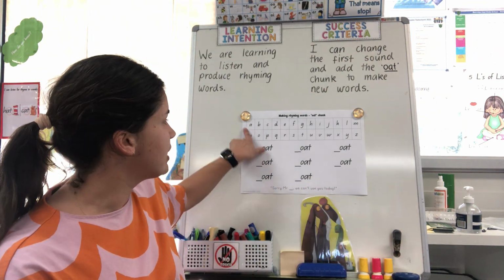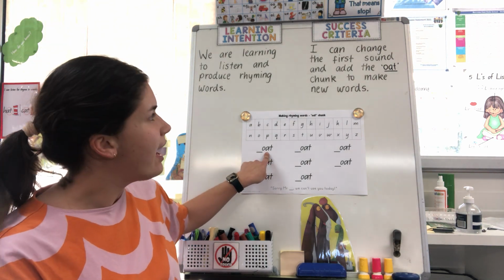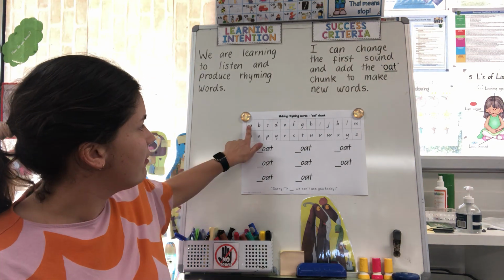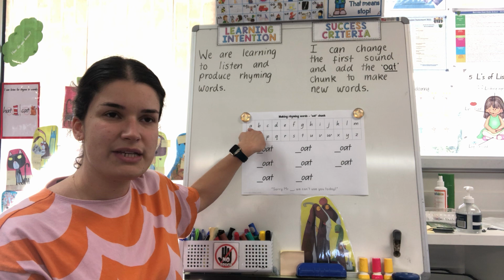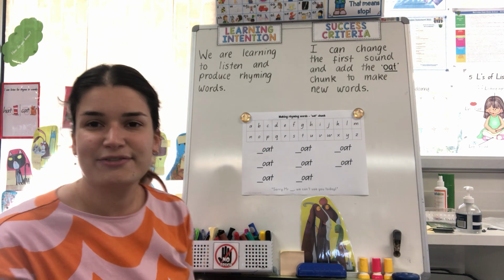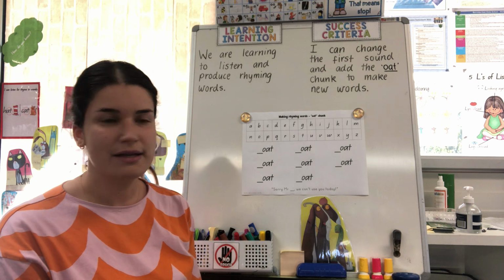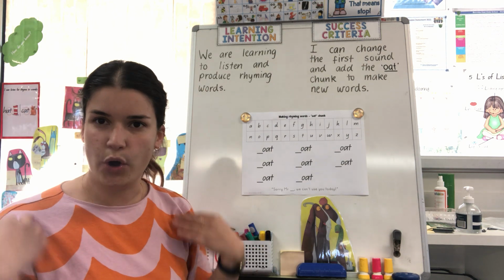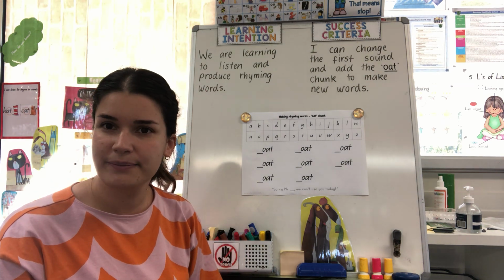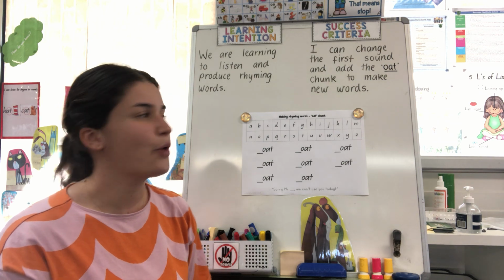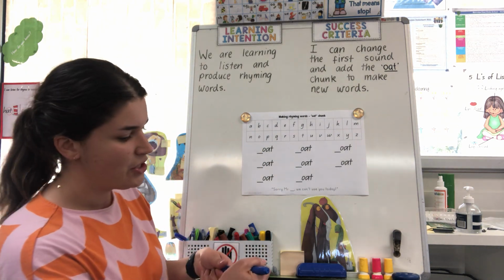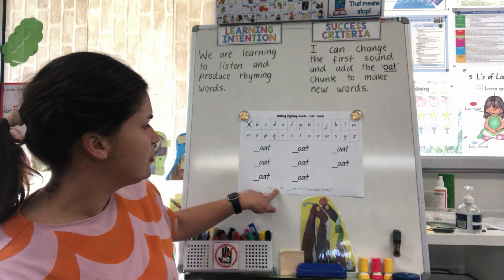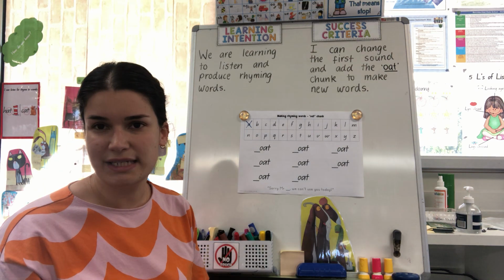Let's have a look at our worksheet. We have the oat chunk here, and we are going to change the first sound to make some words. The first letter of our alphabet is A. What sound does A make? That's right, A makes an A sound. Let's put it in front of oat. A-oat. Is A-oat a word? A-oat isn't a real word, so we can't put it on our rhyming words. So we're going to put a cross through the A, and we're going to say, sorry, Mr. A, we can't use you today.